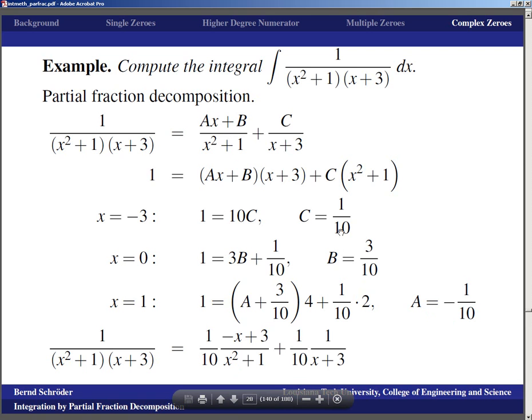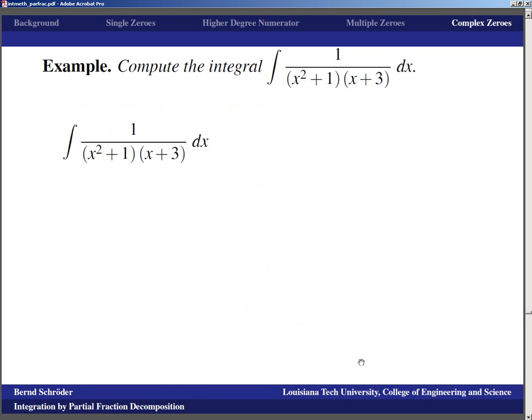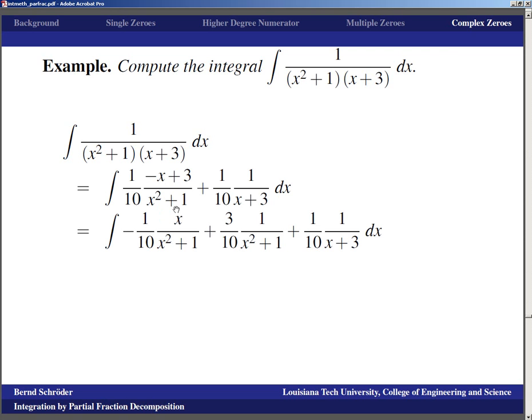And then we have 1/10, 1 over x plus 3. That one already looks all right to us. So that gives us that our integral is the integral of the decomposed function. And now we have to be careful because we have these quadratic terms here. So now we also have to split this term with the quadratic in the denominator. So we get negative 1/10 x over x squared plus 1, which takes care of this part, plus 3/10 times 1 over x squared plus 1, which takes care of the 3 here. And then we still have the 1/10 1 over x plus 3 here.